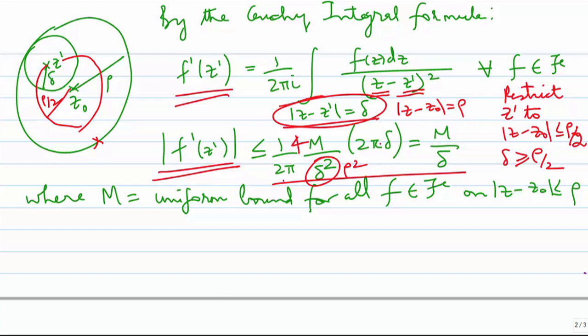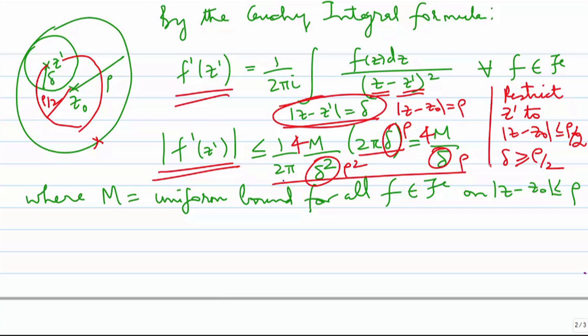And of course, this 2 pi delta will become 2 pi rho, because that is the length of the contour, which is the length of the outer circle. So in effect, this bound will become 4m by rho, okay, and that will become a bound that has got nothing to do with delta.